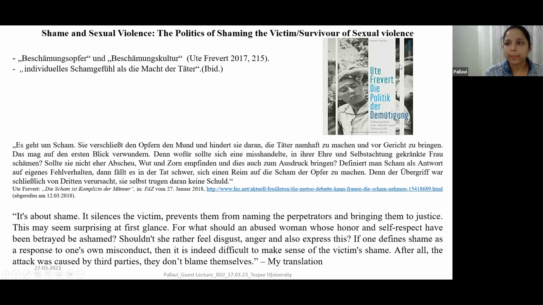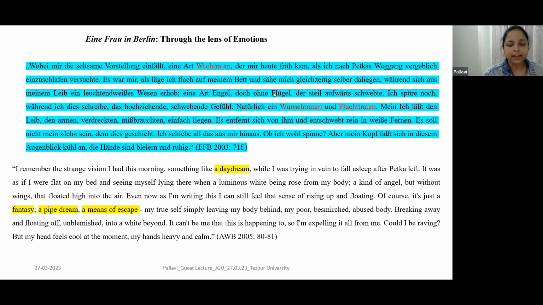I quote here, it's about shame. It silences the victim, prevents them from naming the perpetrators and bringing them to justice. It may seem surprising at first glance, but what should an abused woman whose honor and self-respect has been betrayed be ashamed of? Shouldn't she rather feel disgust, anger, and also express it? If one defines shame as a response to one's own misconduct, then it is indeed difficult to make sense of the victim's shame. After all, the attack was caused by third parties. They don't blame themselves. So I will skip this and come to the text.